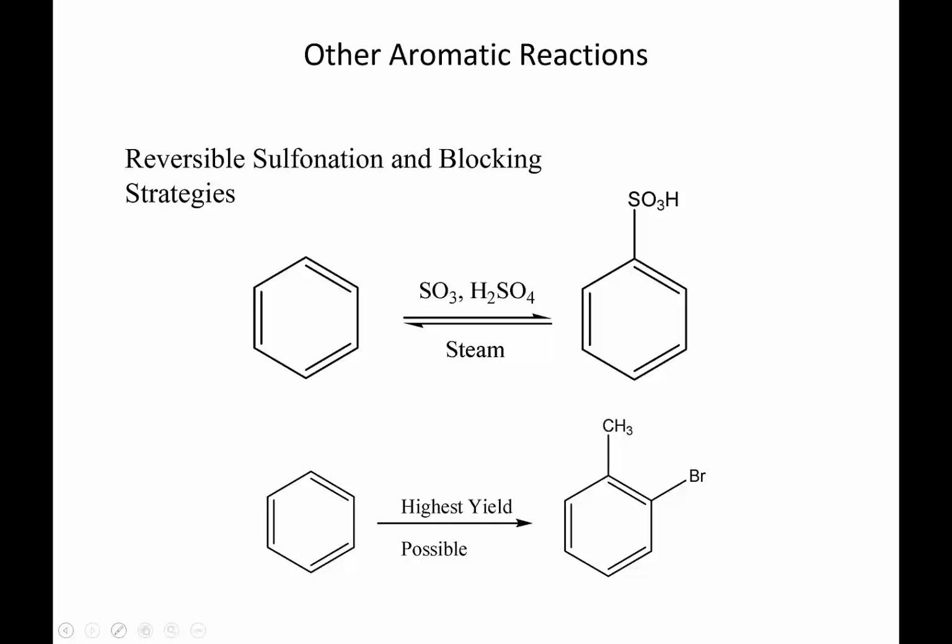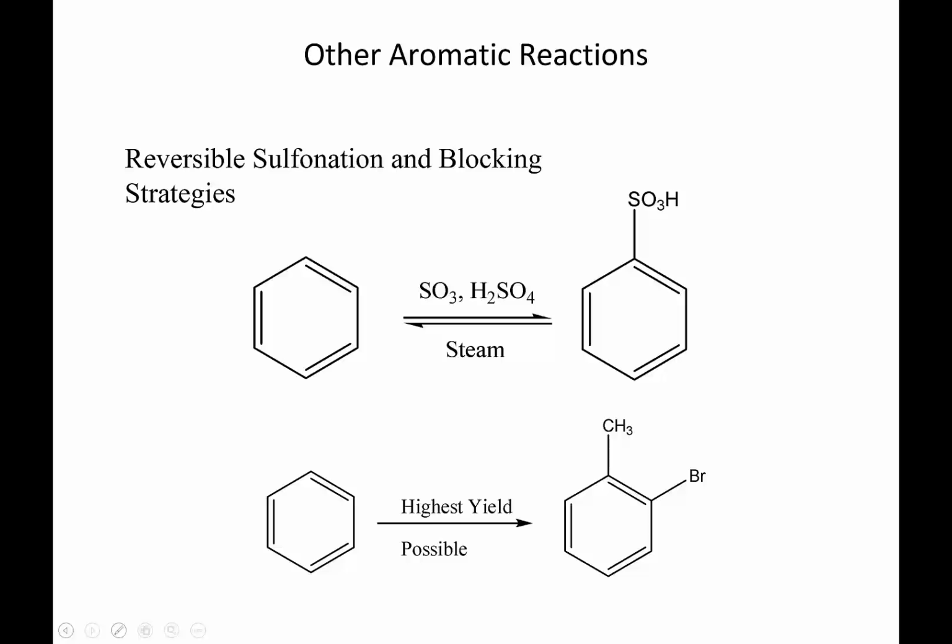So last thing before we go into some of the other different ways we can add alkyl groups to benzene rings, is the idea of sulfonation and blocking. Now, blocking is kind of like protection. We talked about protecting an OH group so it didn't react, and then taking off the protecting group at the end. Similar strategy, but not quite exactly the same.